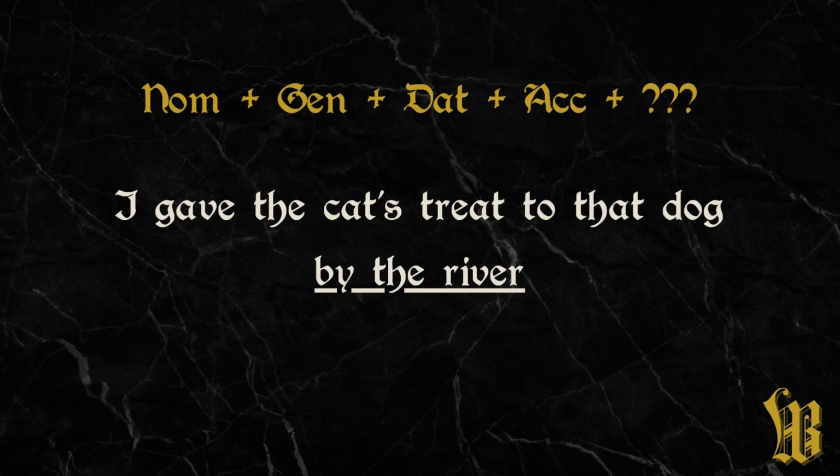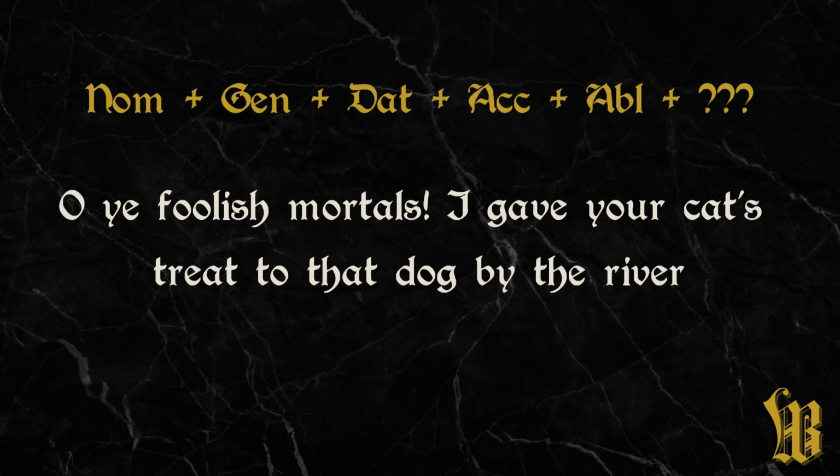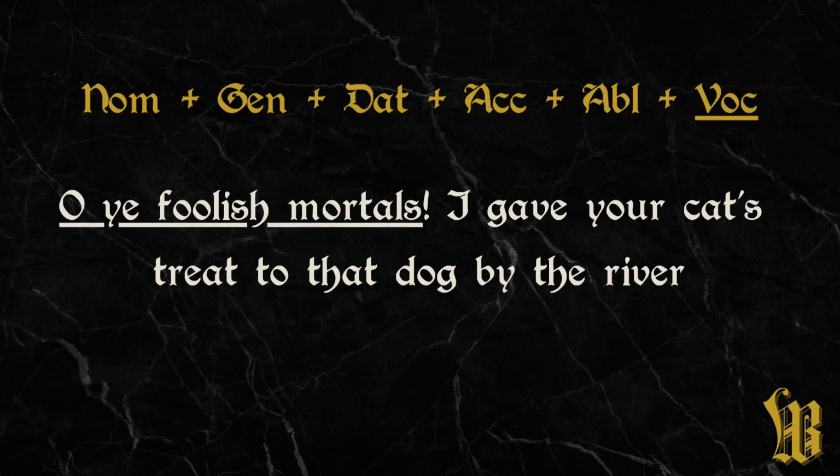Now, if we had another one, I gave the cat's treat to that dog by the river. So by, that's by, with, or from, which makes it the ablative. In this case, an ablative of place, by the river. And if we want to add the vocative, we have to make it a little more poetic. So if I were to say, "Oh, ye foolish mortals, I gave your cat's treat to that dog by the river," that would be the vocative, because we are invoking ye foolish mortals whose cat treats I gave to the dog by the river. And that is every case in one phrase.